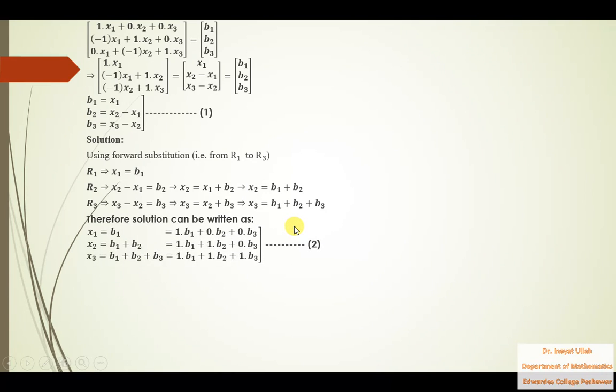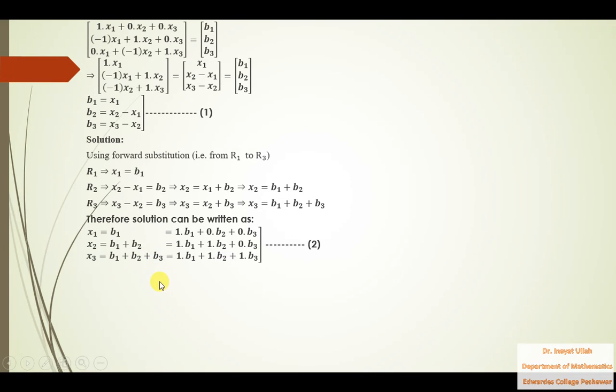So the solution can be written in this form. x1 is b1, which can be written as 1 into b1 plus, since b2 is missing here, 0 into b2. Similarly, b3 is missing here, which can be written as 0 into b3. Similarly, x2 can be written as 1 into b1 plus 1 into b2, and since b3 is missing, plus 0 into b3. And x3 can be written as 1 into b1 plus 1 into b2 plus 1 into b3.